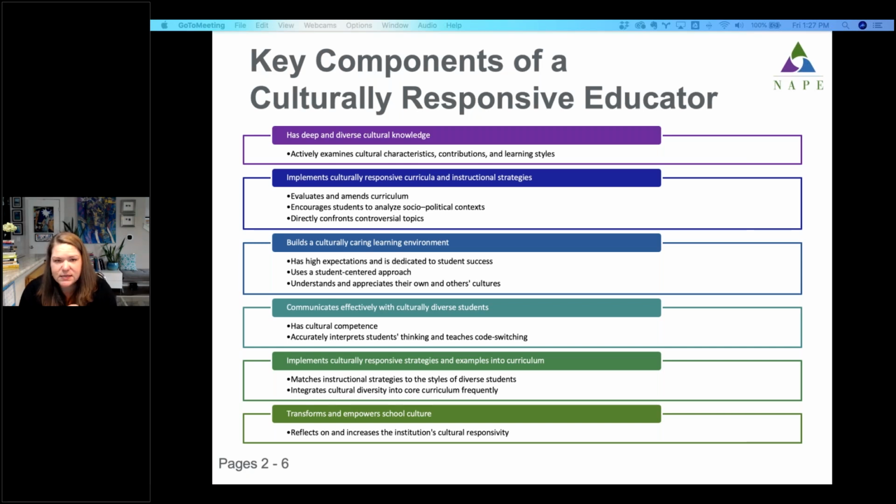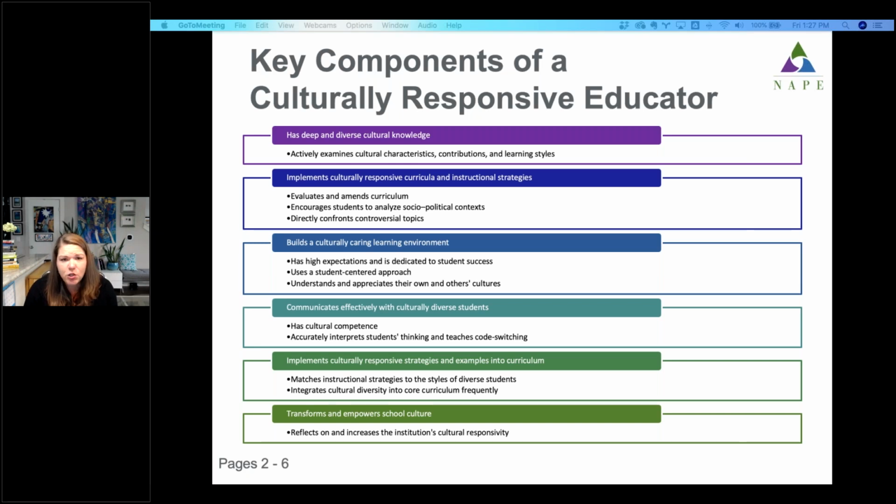The third part of this piece is the way in which we directly confront controversial topics. And this can be a little intimidating for different individuals, but to be a culturally responsive educator, we have to be willing to have these conversations where we're talking about political topics such as race directly, and we're really helping students to develop that critical consciousness around different topics.